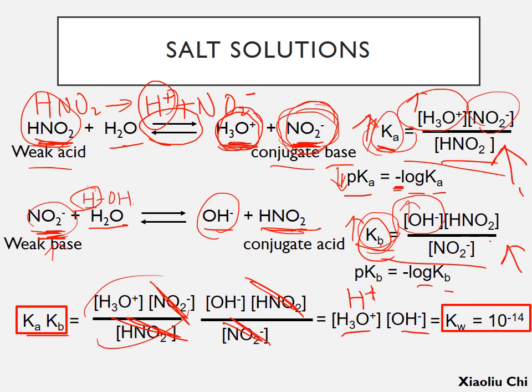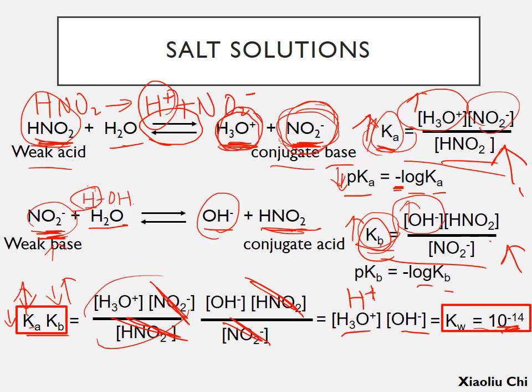Okay, remember Ka tells you the strength of the acid. A larger Ka means a stronger acid. But the product is a constant. That means if you increase Ka, Kb must decrease. So for a stronger acid, the conjugate base must be weak. On the other hand, if you have a weak acid, meaning a smaller Ka, then Kb will be large. So the conjugate base will be a stronger base.